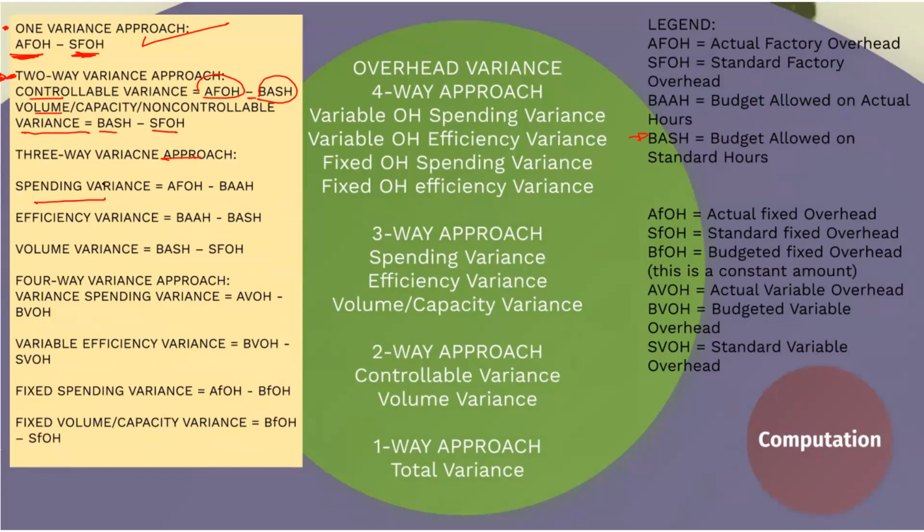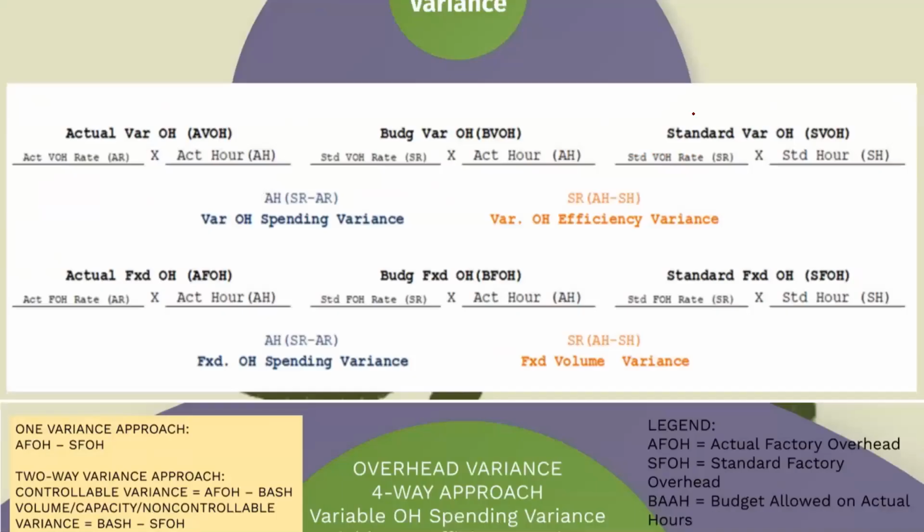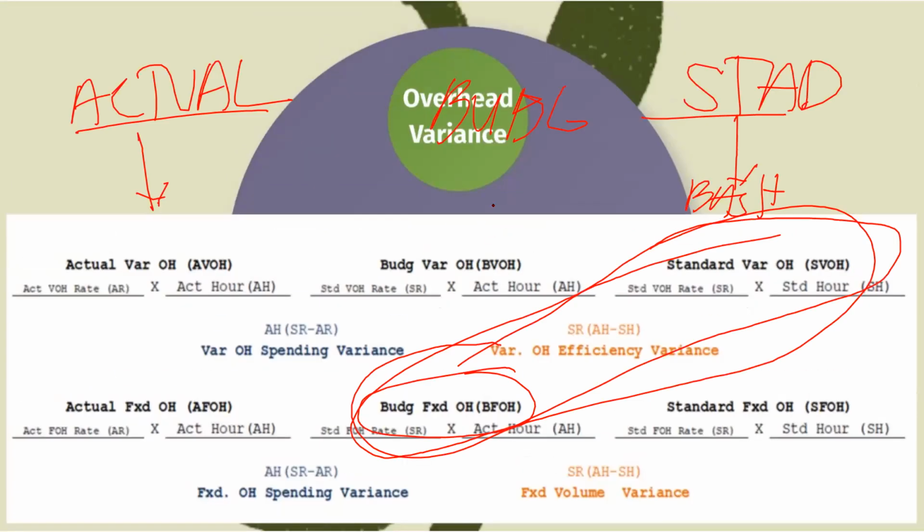What is your spending variance? It's typically your AFO or actual factory overhead less BAA. What is BAA? Go to our legend. Budget allowed on actual hours. We go back to the previous slide. What is BAA? BAA is this one. Okay? Why? Because look at this. You are using your actual hours. Okay? But you are using your standard rate.